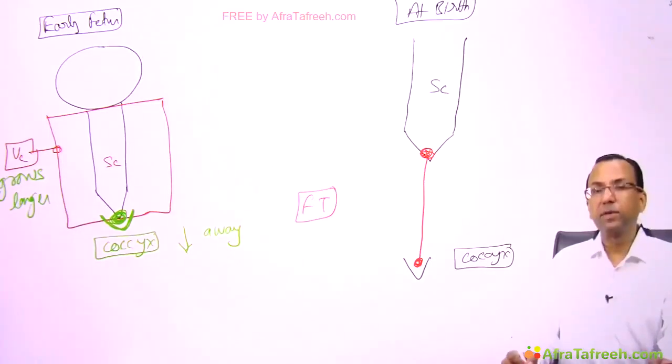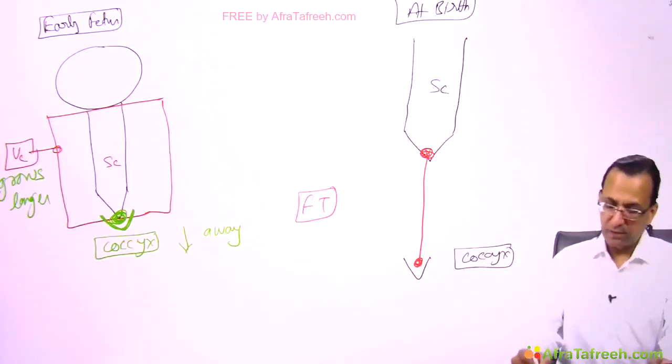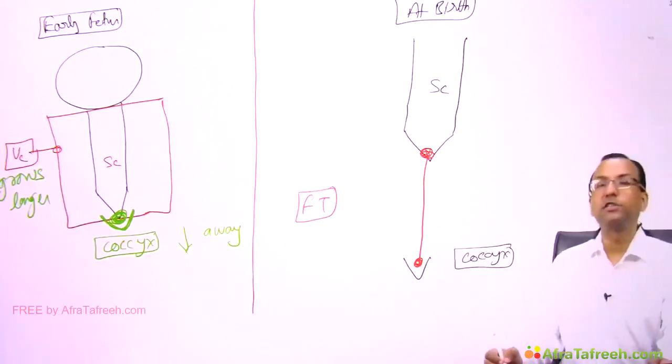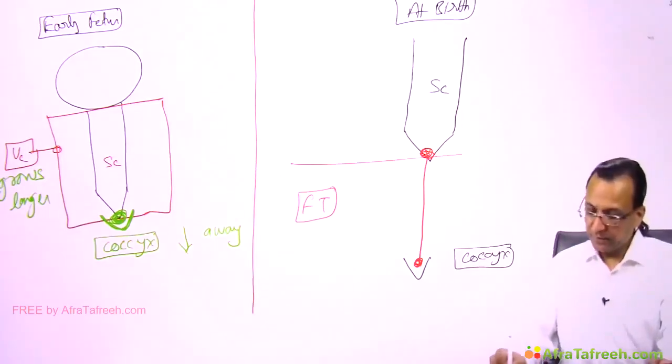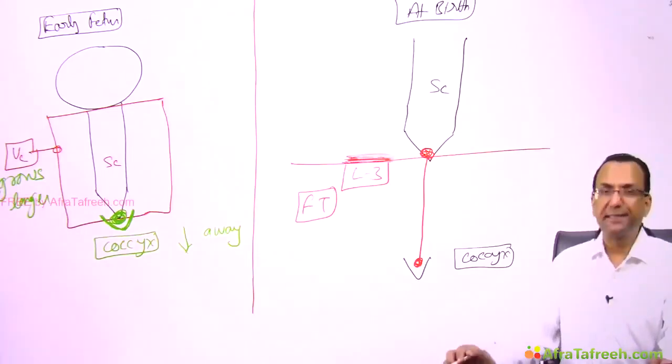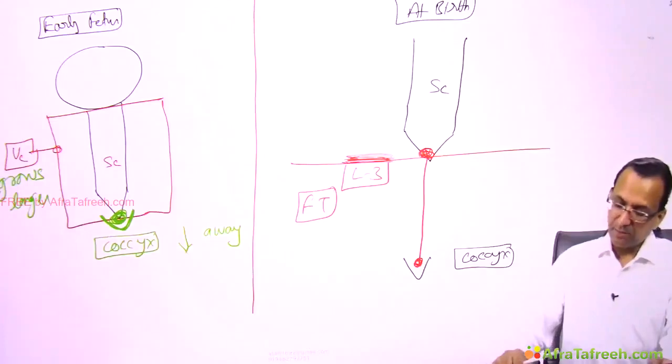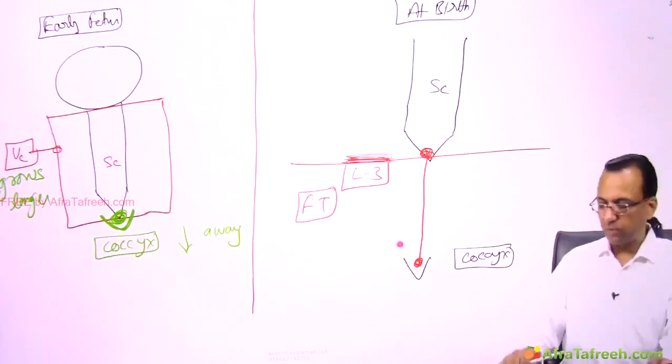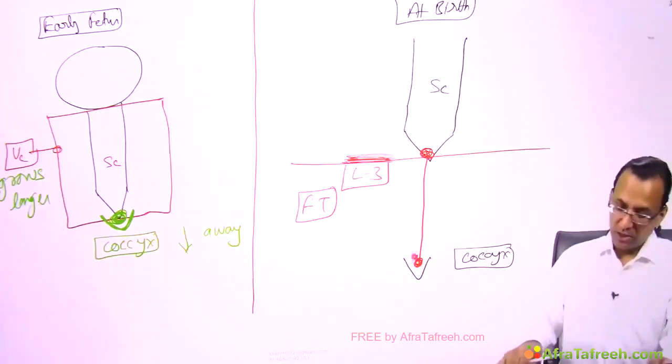And where is the spinal cord terminating in a baby at birth? If you say baby at birth, then the spinal cord is terminating here. Where? It is the upper border of L3 vertebra. So the upper border of L3 vertebra in a baby at birth. And the tip of the spinal cord attaches to the coccyx bone which has moved away, with the help of the filum terminale, collagen fibers.